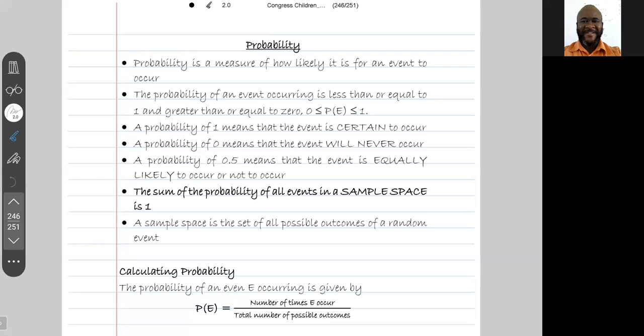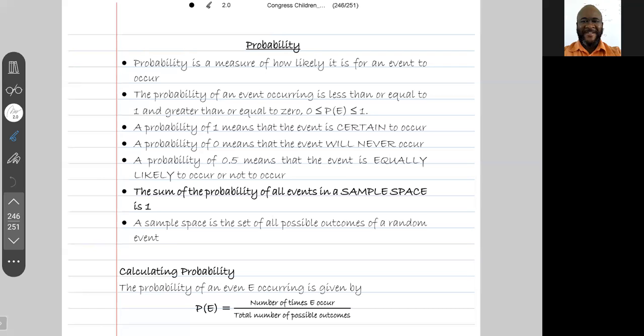Now, a probability of 0.5, which is 0.5 or a half or 50%, means that the event is equally likely to occur or not to occur. So for example, if you flip a coin, there's a 50% chance that you'll get a head or you'll get a tail. The two events are equally likely to occur.